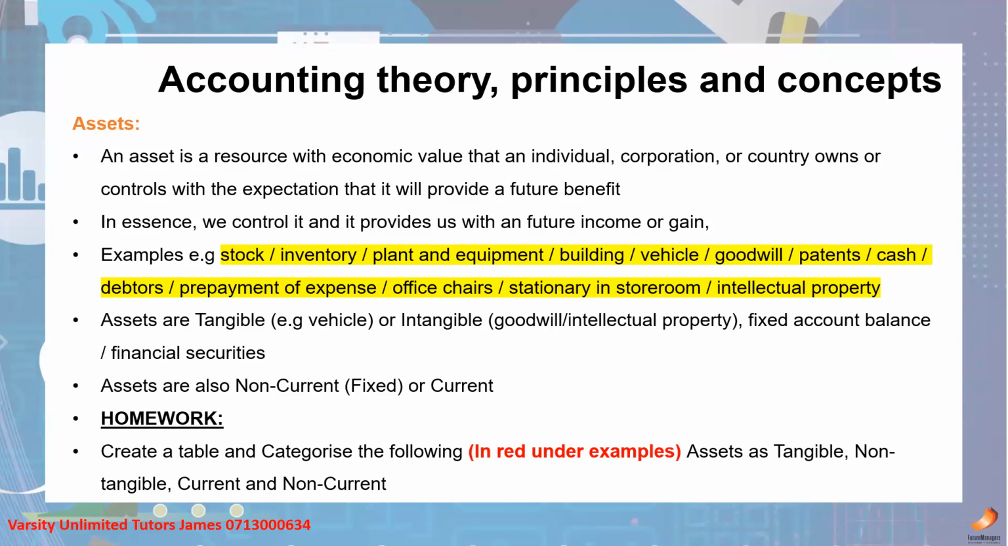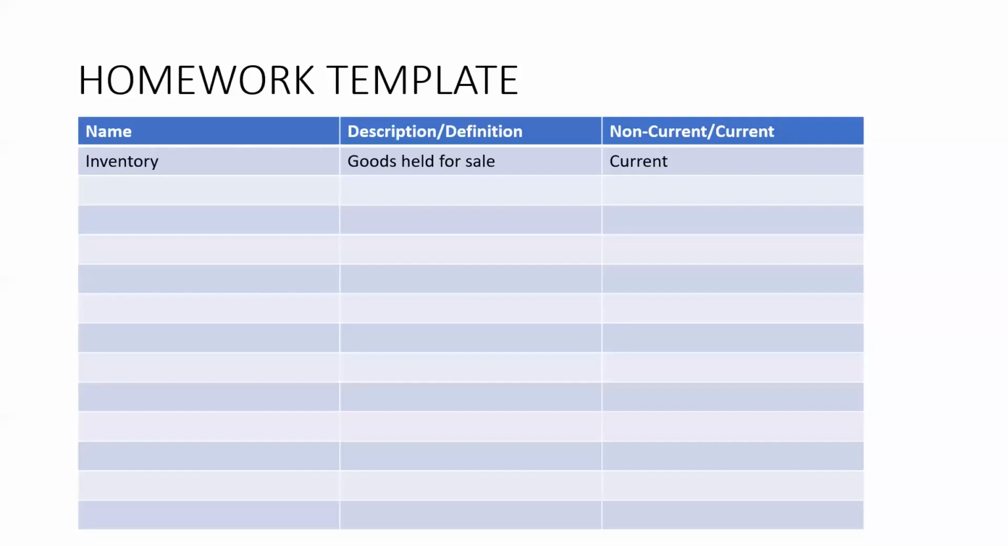These are different types of what? These are different types of assets. So I need you guys to go through these assets and put the name of the asset, and describe what the asset is. Do you understand what that asset is? If you don't understand it, search it on Google so that you can know what that asset is.